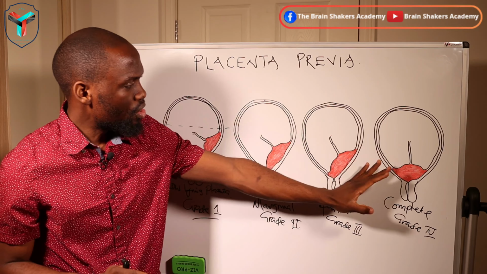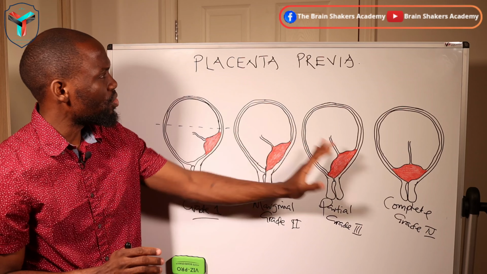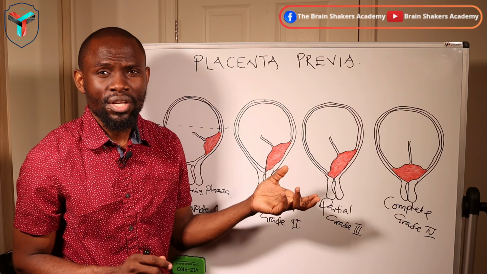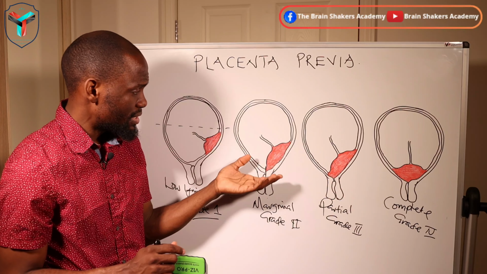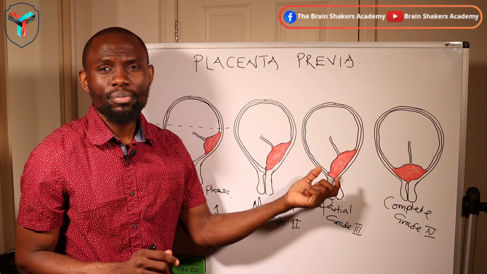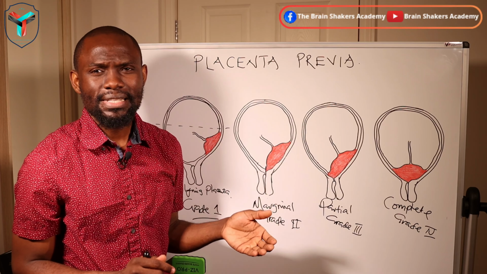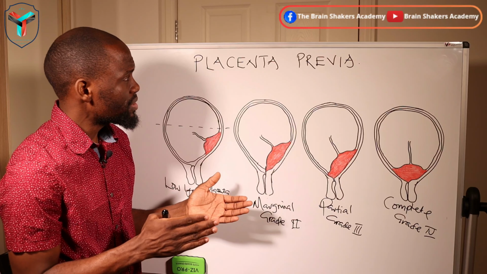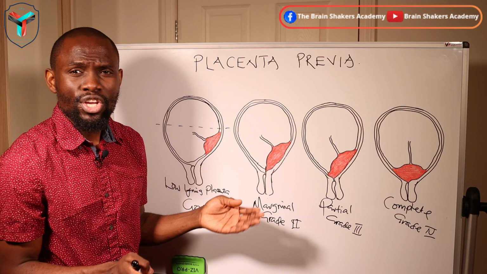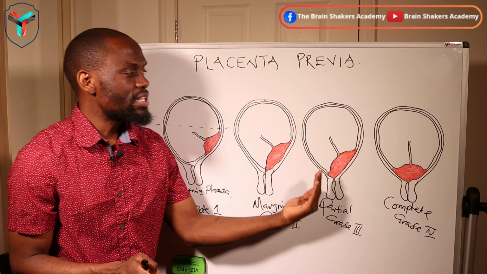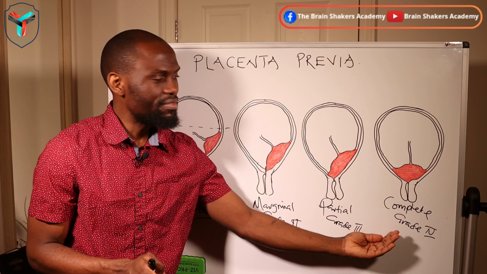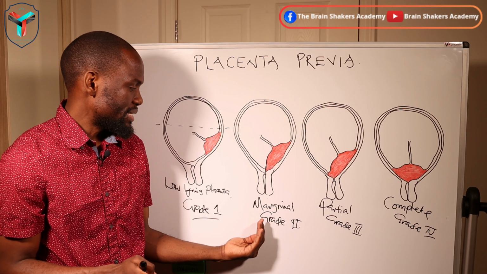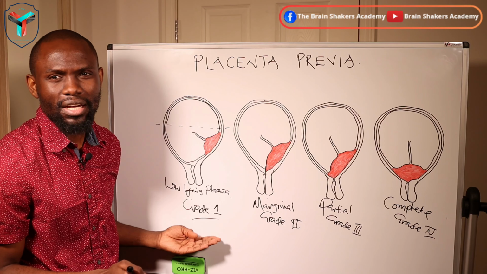Now, this whole abnormality of placenta previa can be identified and detected through scans. When you do a scan, you will be able to note whether the placenta is anterior or posterior, and when you have noted that, you will be able to grade whether it is a complete placenta previa, a partial, or a marginal placenta previa, or just a low-lying placenta.